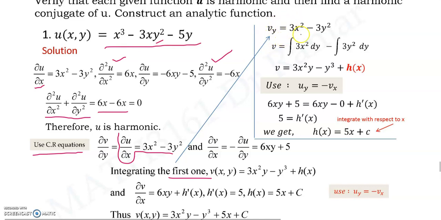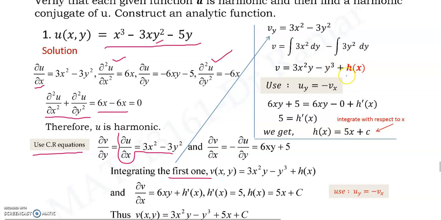Then here, integration of 3x² dy minus integration of 3y² dy. Now you integrate with respect to y. What will you get? Here 3x² is constant, so integration of dy is y. And for 3y², this will come 3y³ divided by 3, so the 3 cancels, and it becomes minus y³.